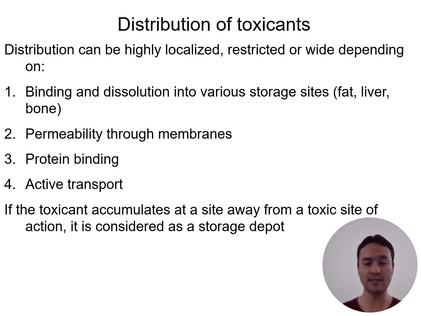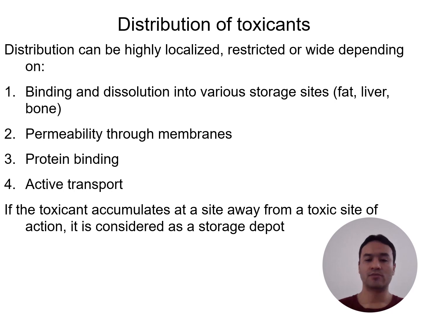Distribution can be highly localized, restricted, or wide depending on the first one, binding and dissolution into various storage sites, depending on the physical chemical properties of the toxicant. For example, if it is fat soluble, it will usually bind to the fat soluble cell. Or maybe it is being stored in the liver, for example, vitamin A, or maybe it has a high affinity to the bone. For example, certain toxic minerals, or maybe the methyl mercury.